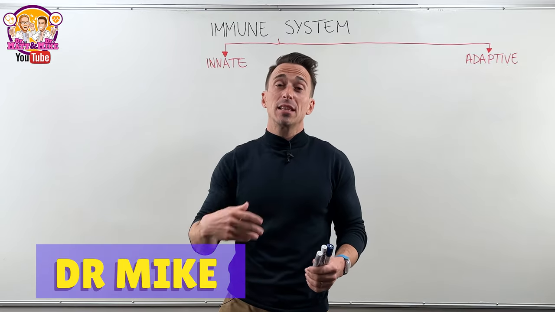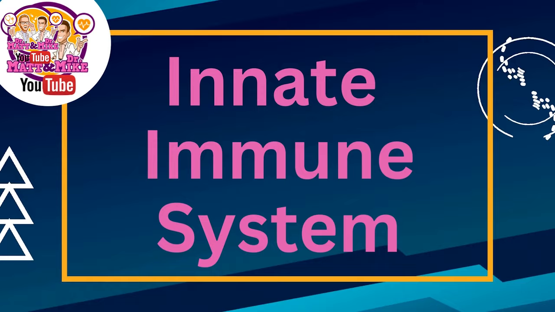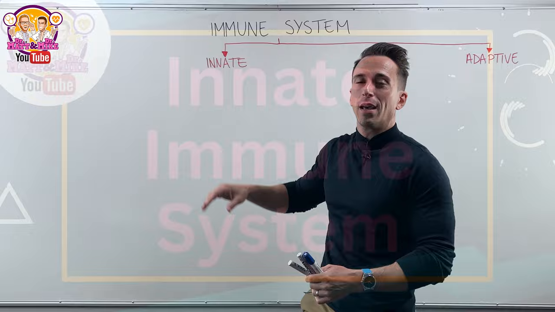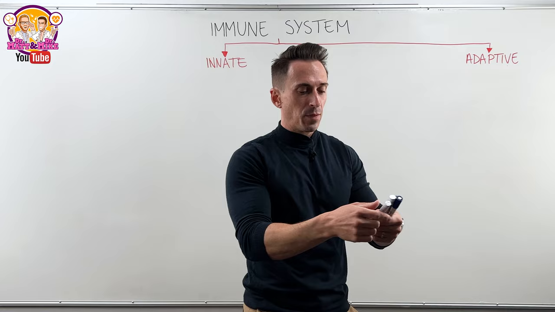In this video, we're taking a look at the immune system. Specifically, we're focusing on one division of the immune system called the innate division. Now, to begin with, we need to talk about the differences between the adaptive arm and the innate arm of the immune system. Firstly, the adaptive arm of the immune system is a specific response division.